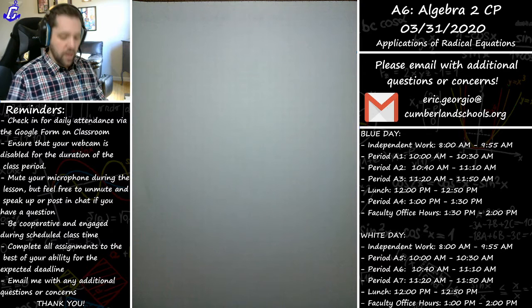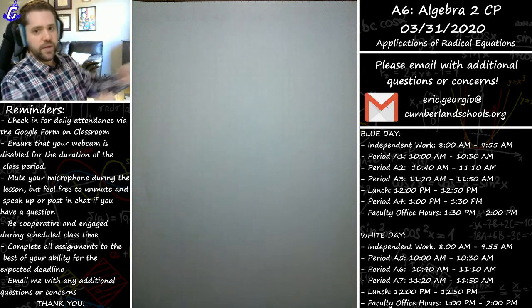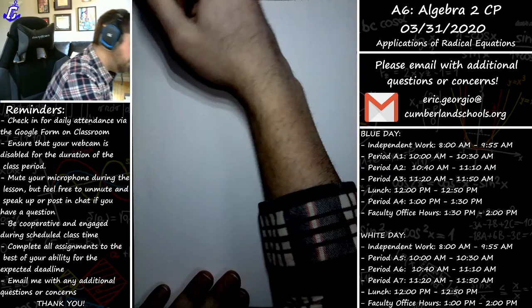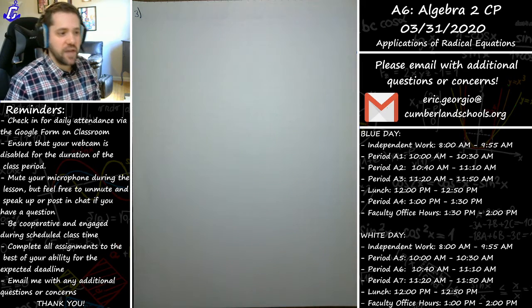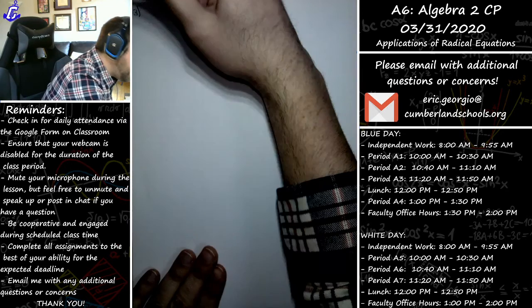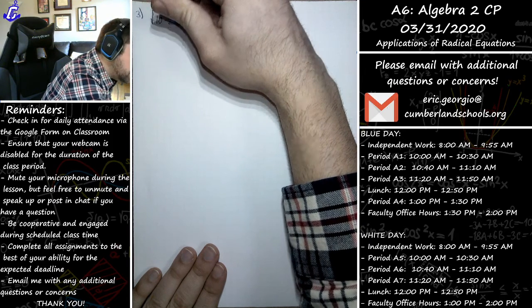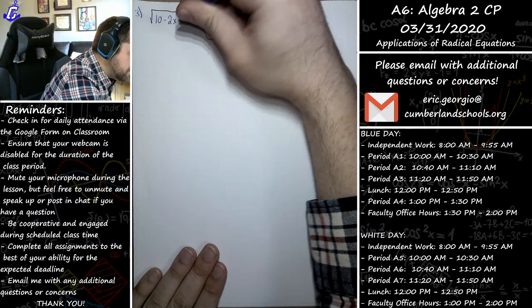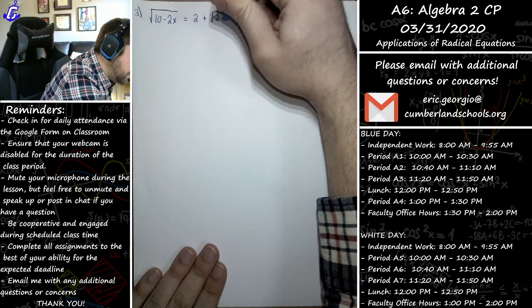All right, so let's get started with one of these problems. Like I said, I really want to go through problem number 3 from the previous homework assignment because I think that's a really great problem that exemplifies all this stuff with these double radical distribution problems. So I have, in problem number 3, the square root of 10 minus 2x is equal to 2 plus the square root of 2x minus 6.